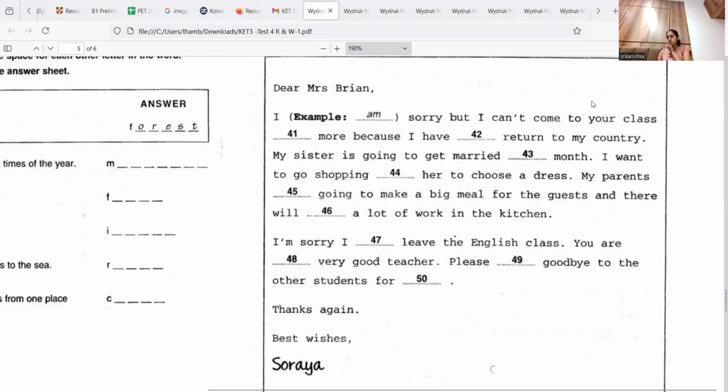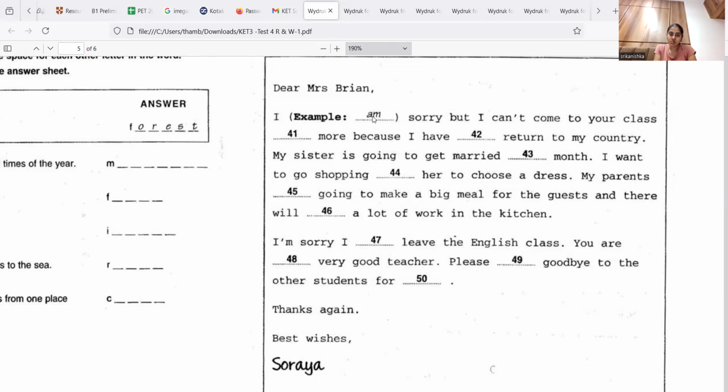I want you to read this. It starts with 'Dear Mr. Brian' and ends with 'Soraya'. First you read with the dashes on, without any answers. The second time when you read, you want to work out the word. Only one word can come, for 41 through 50. They have given an example here: 'I am sorry.' 'I am.' It will be a basic word: I, we, you, he, she, it. Then is, was, were, been. All these basic words only.